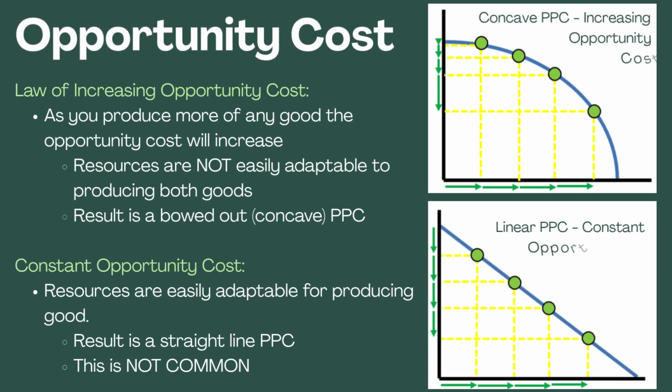There is both a concave and a linear PPC. These depend on the opportunity cost. The law of increasing opportunity cost states that as you produce more of any good, the opportunity cost will increase, as resources are not easily adaptable to producing both goods. The result is a bowed out or concave PPC. A constant opportunity cost is not common. However, resources in this case are easily adaptable for producing a good. The result is a straight line PPC.